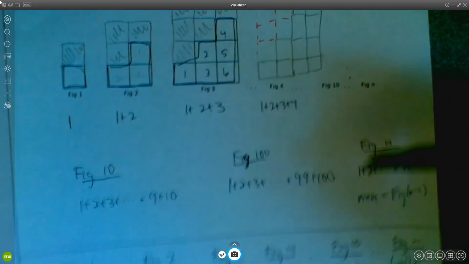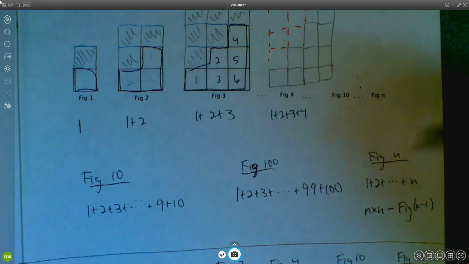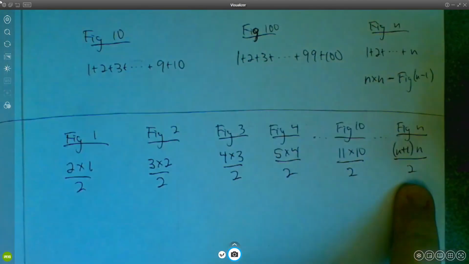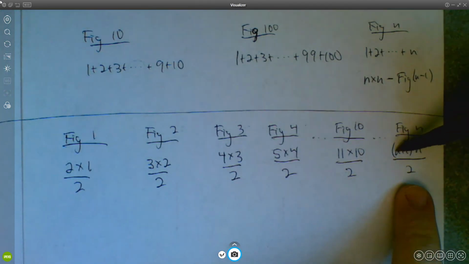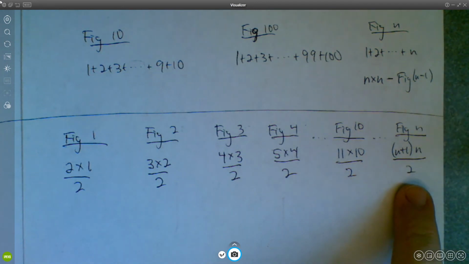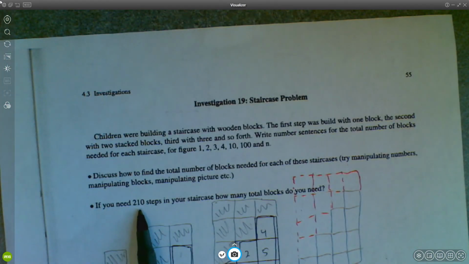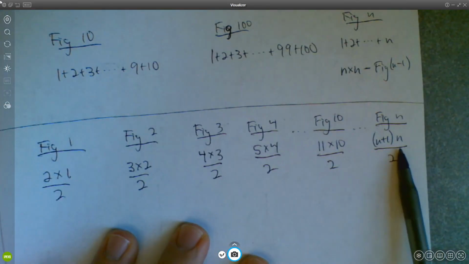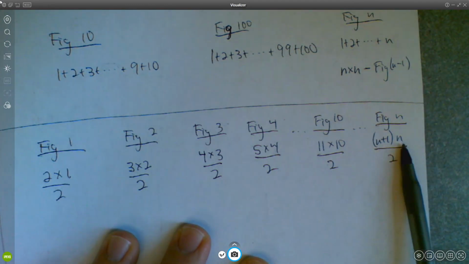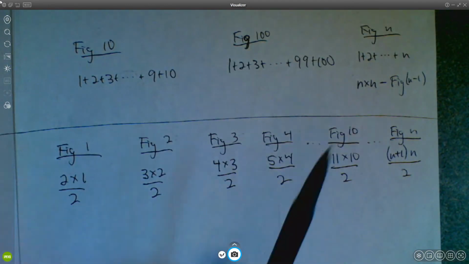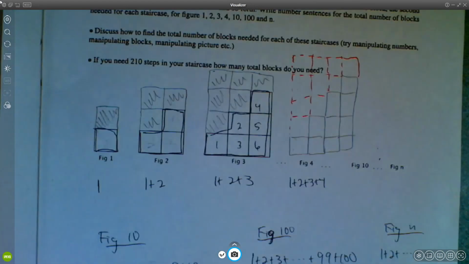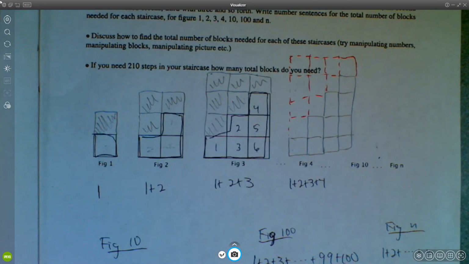Now we can say, without having to sit here and add up 1 plus 2 plus 3 plus 4 plus all the way up to 100, we can just say, well, for figure 100, it's going to be 101 times 100 divided by 2. That's the number of blocks that you need for figure 100. And if you want 210 steps, that's figure 210. You can just plug in 210 to this formula. It's going to be 211 times 210 divided by 2, and that's the number of blocks that you need in figure 210 if you want to build 210 steps.